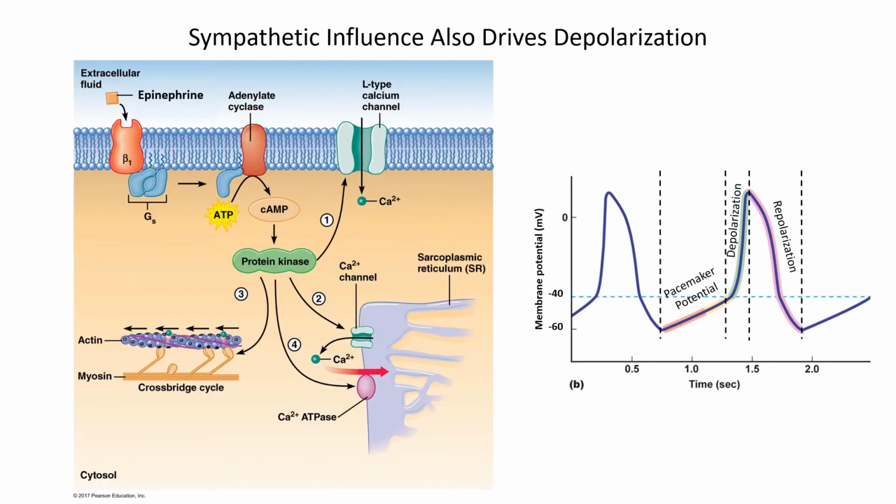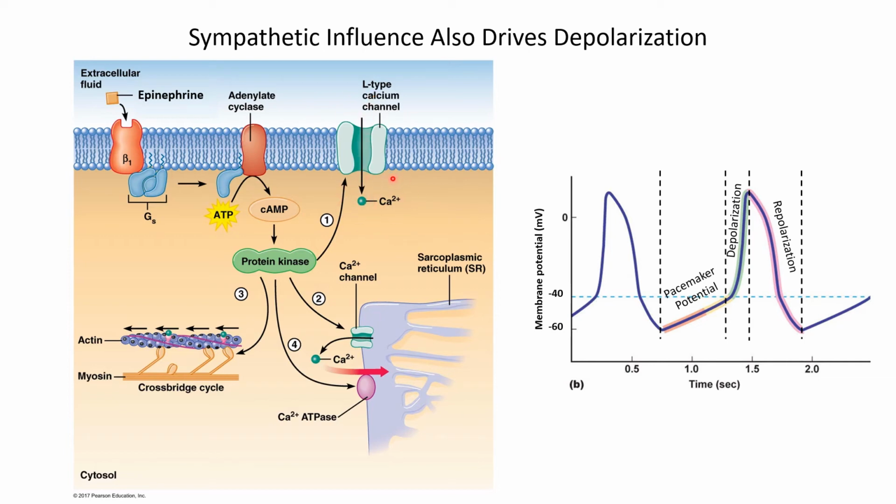So we can also see that this sympathetic drive also influences our depolarization phase, which is going to be from our L-type calcium channels. Again, epinephrine's coming in, making our beta-1 receptor activated, G protein activates adenylate cyclase, make a cyclic AMP, and we're going to have the L-type calcium channels come in, make a lot of calcium.